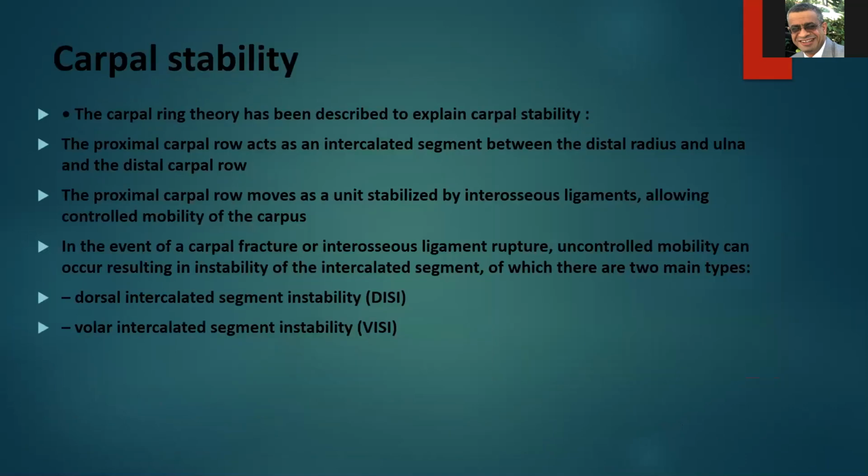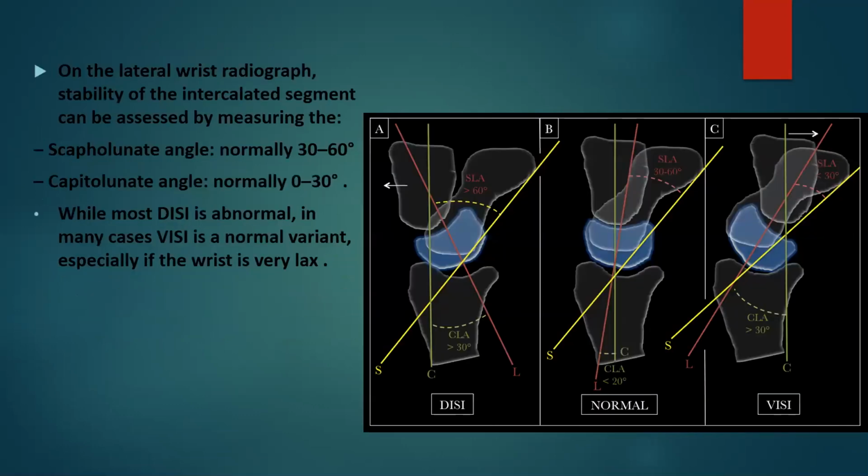Carpal instability. The carpal ring theory has been described to explain carpal stability. The proximal row acts as an intercalated segment between the distal radius and ulna and the distal carpal row. The proximal carpal row moves as a unit stabilized by interosseous ligaments, allowing controlled mobility of the carpus. In the event of a carpal fracture or interosseous ligament rupture, uncontrolled motility can occur, resulting in instability of the intercalated segment, of which there are 2 main types: dorsal intercalated segment instability and volar intercalated segment instability.